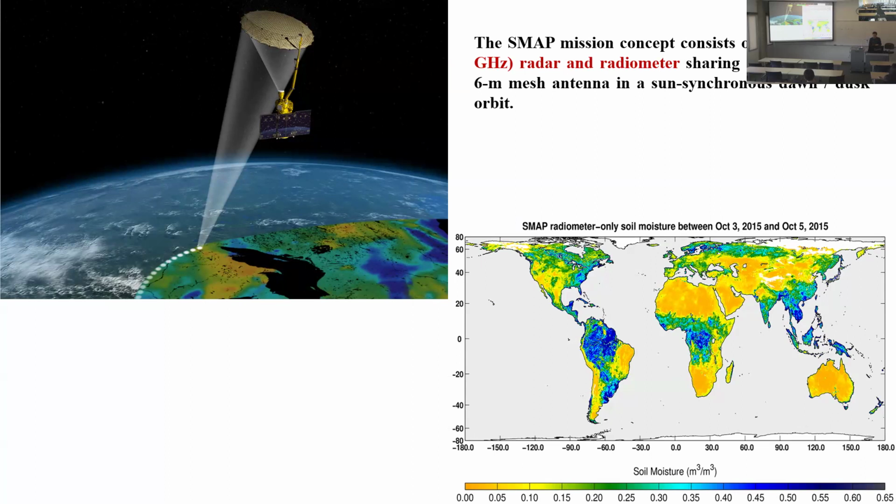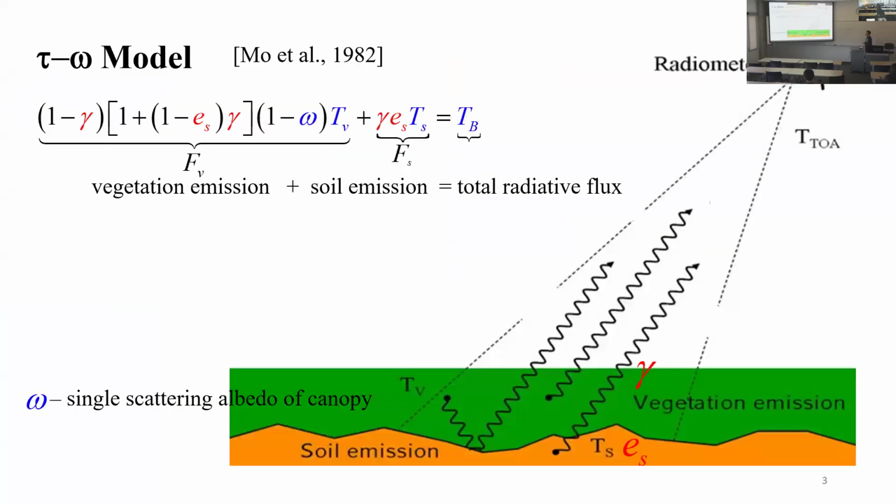SMAP has both passive and active instruments. Active is radar. Unfortunately, the radar failed three months after launch in orbit, so we only have three months of radar data. Now a continuous record of passive radiometer data is available. So most of the algorithm development from the SMAP mission to retrieve soil moisture on a global scale is based on the radiometer, the passive signal from the surface.